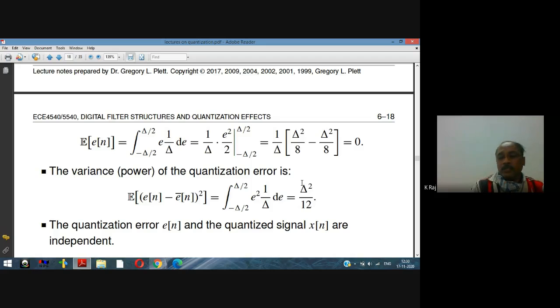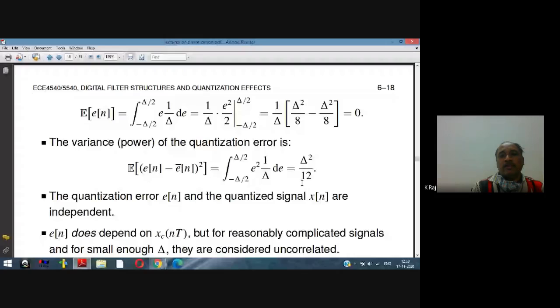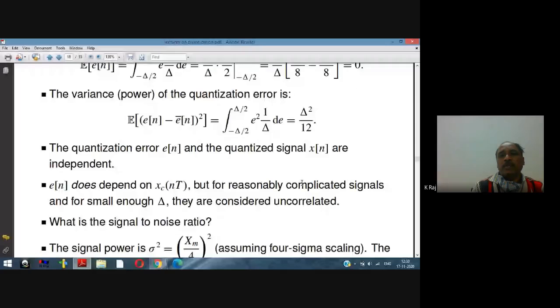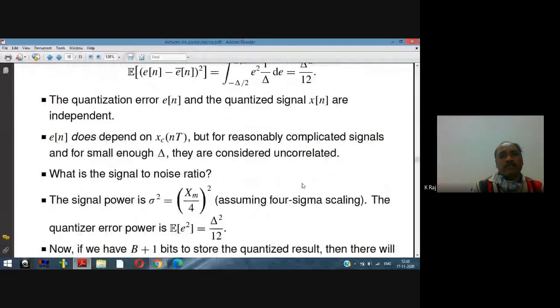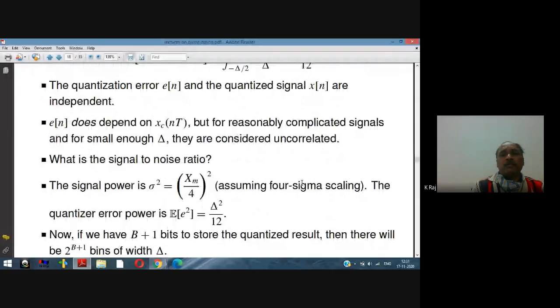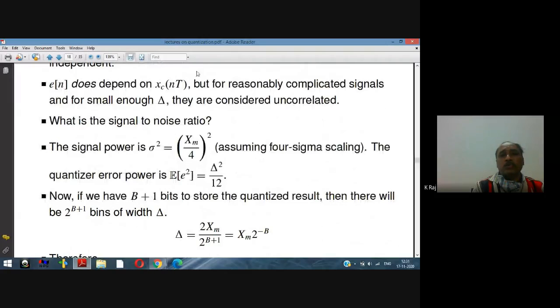The quantization error en and the quantized signal xn are independent. They are not dependent functions or signals. en does depend on the quantized value of xn, that is xq(n). But for reasonably complicated signals and for small enough delta, they are considered uncorrelated.